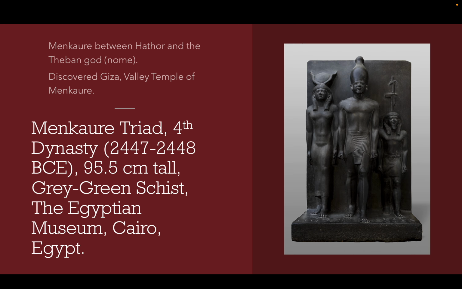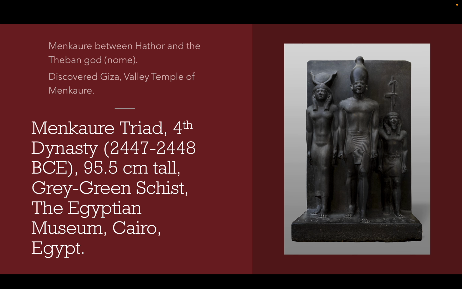Next, we have the Menkaure triad. So this is an example of high relief. So with high relief sculptures, your objects, your figures come very far off of the background. They're not all the way off, they still are attached to the background. Sometimes there's carving behind figures. It makes them feel like they're coming further off. But they are still attached.